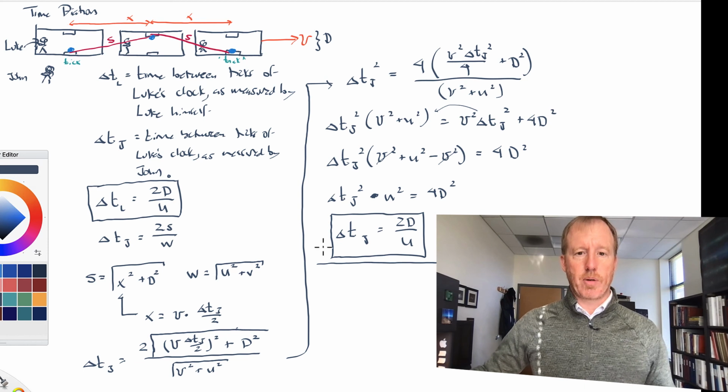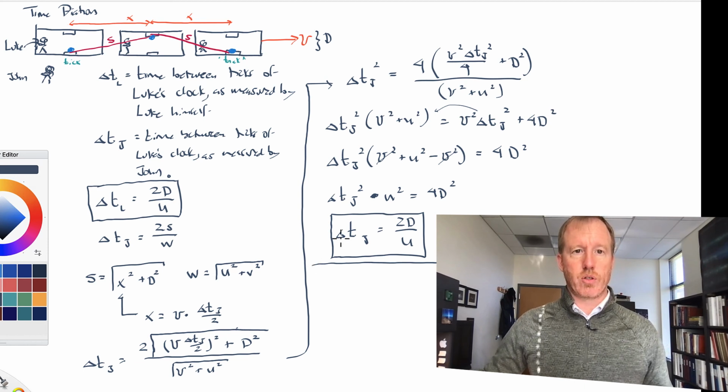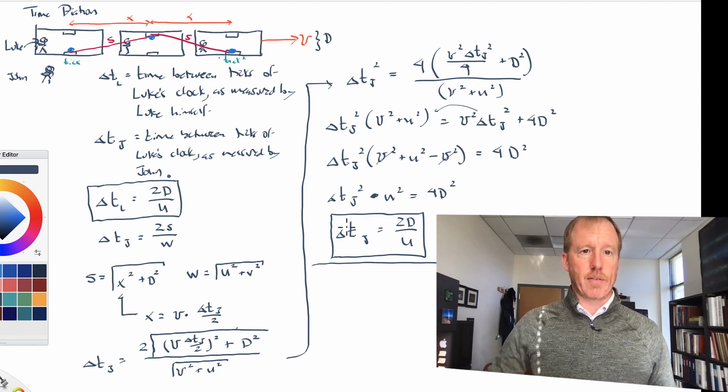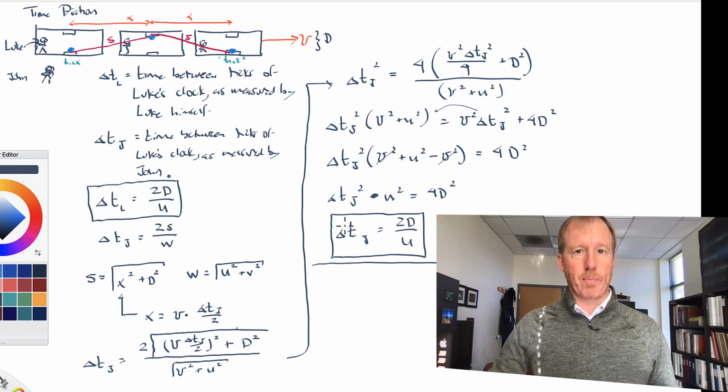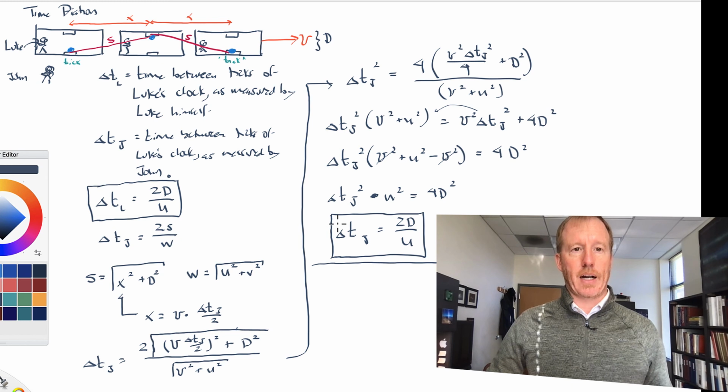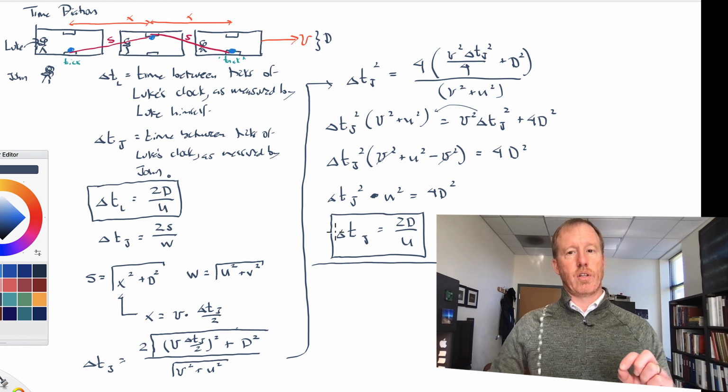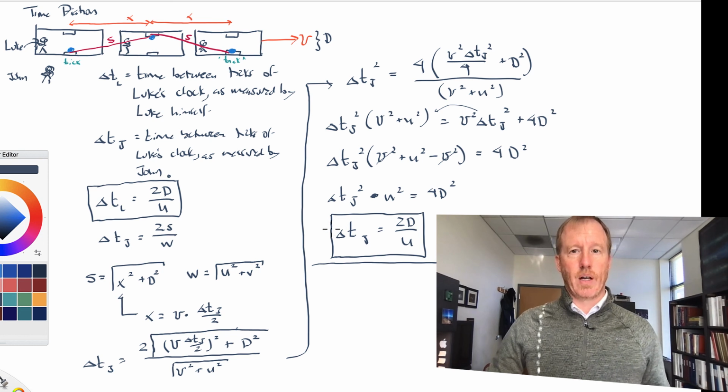In the next experiment, or the next thought experiment we're going to do, we're going to imagine a similar kind of experiment, but instead of a ball bouncing back and forth, we're going to consider a light beam bouncing back and forth. That is, the clock is going to consist of two mirrors and light bouncing up and down across the mirrors. That situation is going to be different.